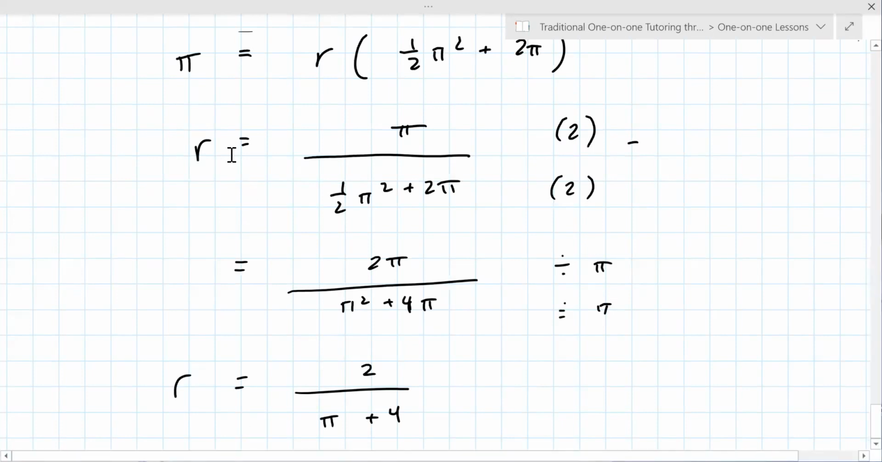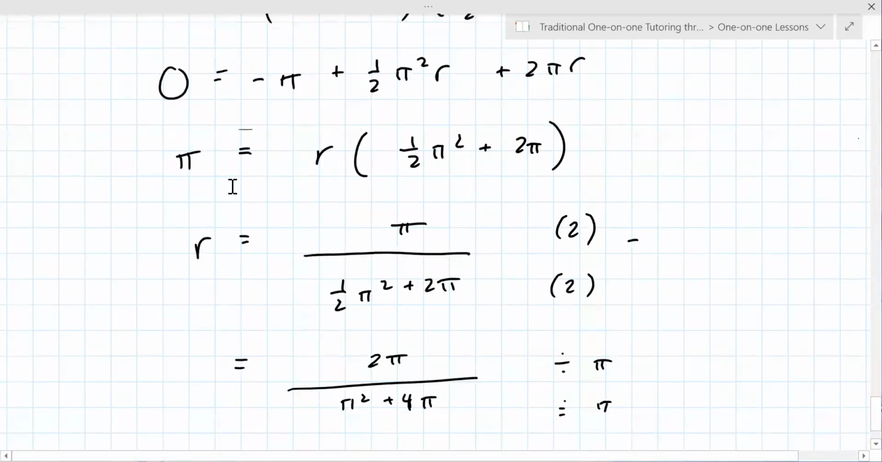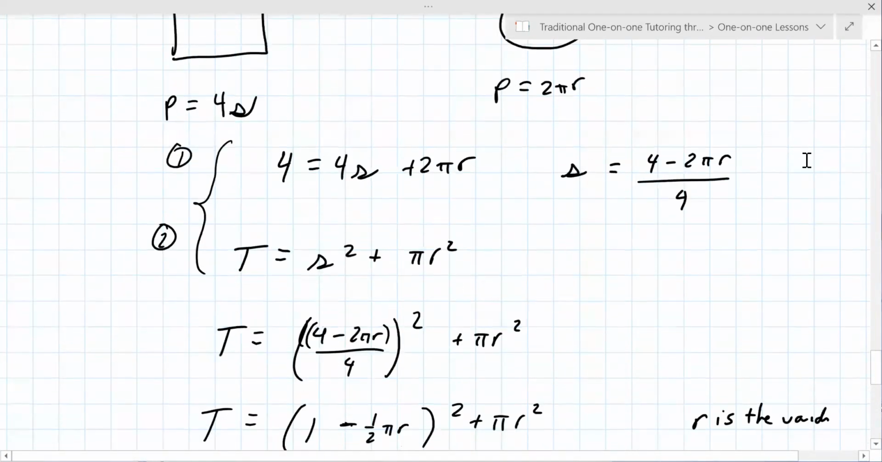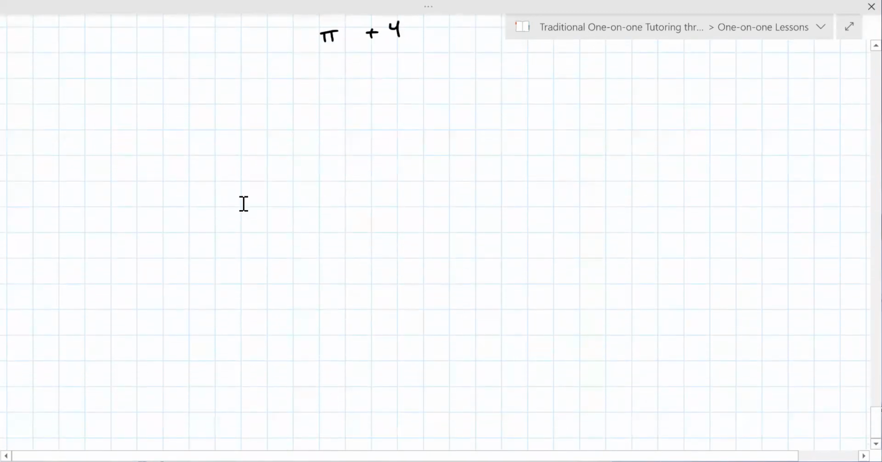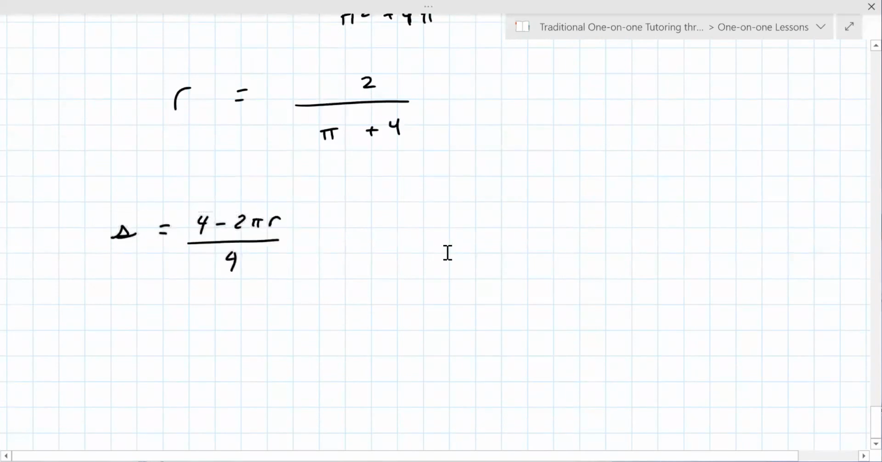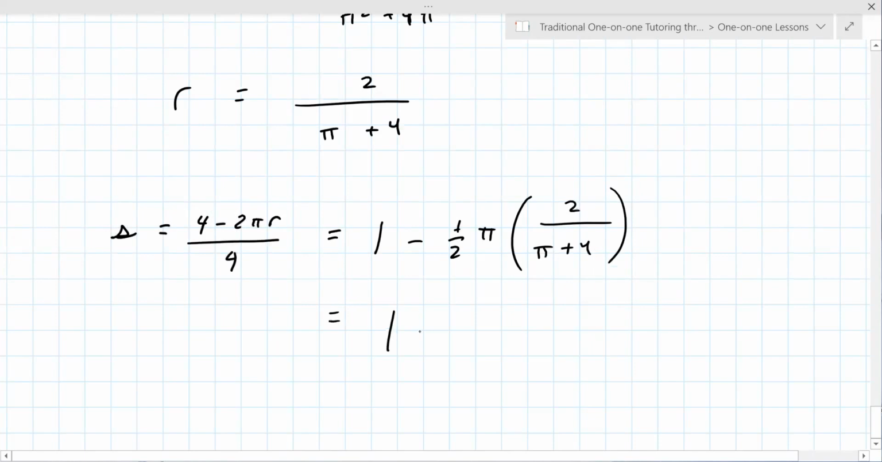The question is asking how much of the wire should be used for the square and how much should be used for the circle. So we need to go back and figure out S. S is this thing right here. So we go back and grab S, and we just substitute. This is actually 1 minus 1/2 pi times r, and r is 2 over pi plus 4. So this 1/2 cancels that. So this equals 1 minus pi over pi plus 4. That's your S.